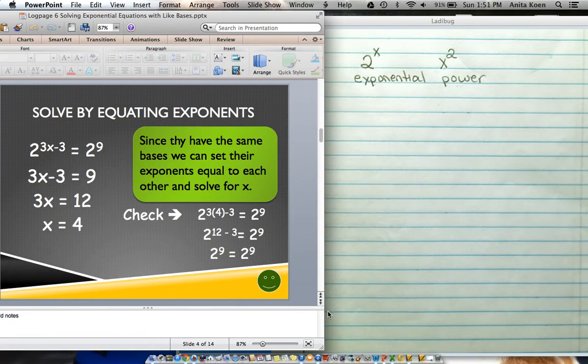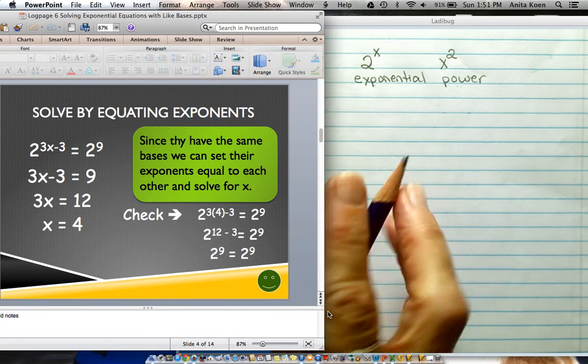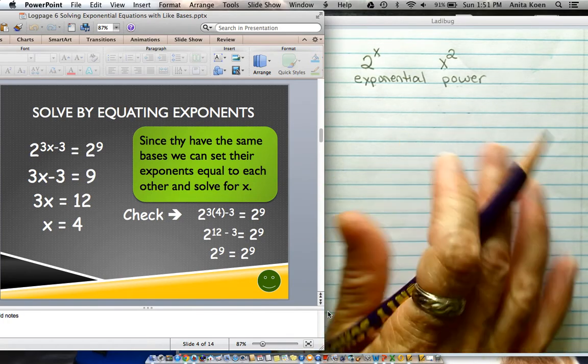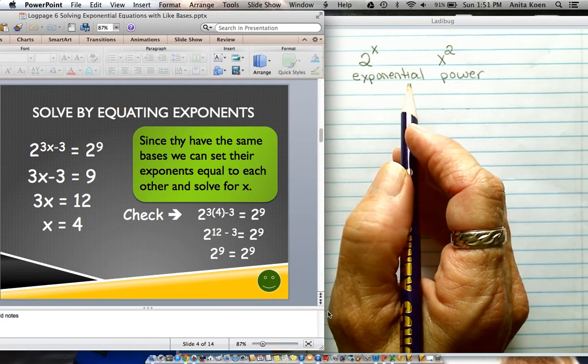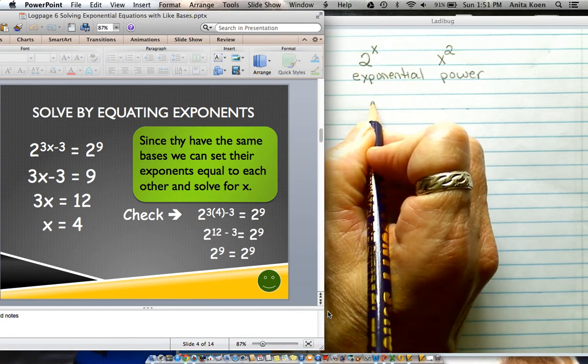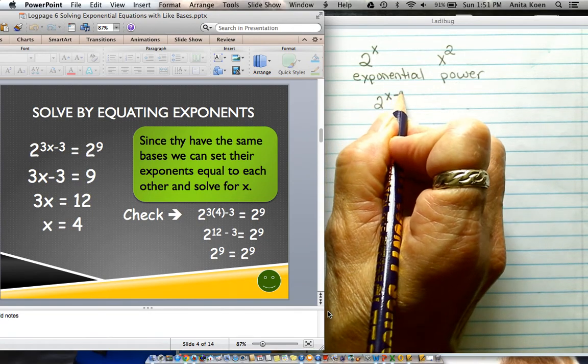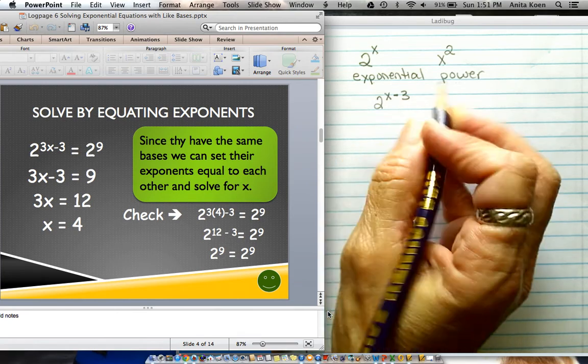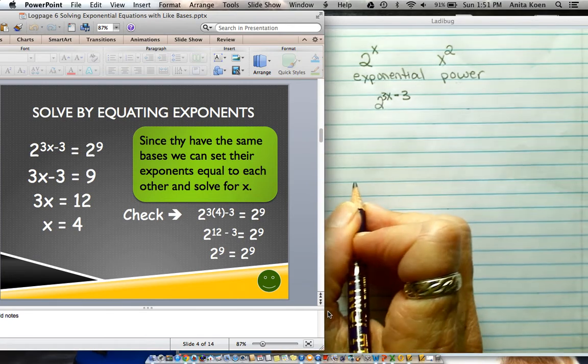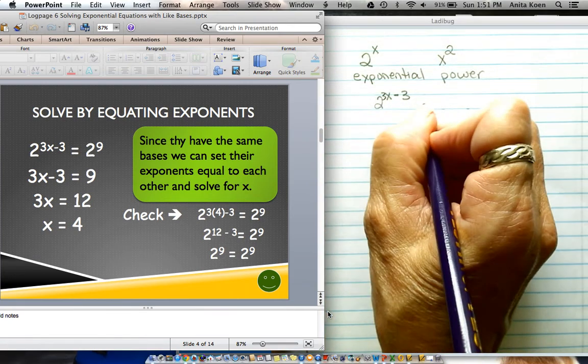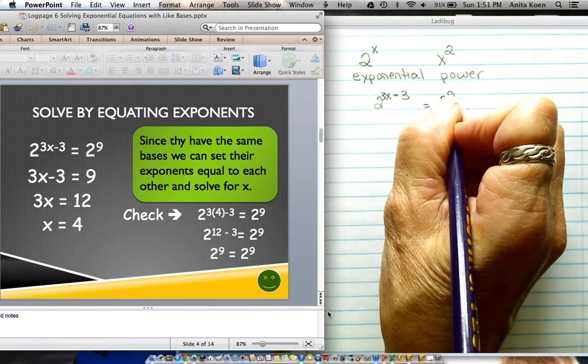So let's look at this equation now. It's already worked out for you here on the screen because I'm not running the slideshow. But I'm going to come over here and work it with you so that you can see what's going on. So to solve exponential equations, the first thing I have here is my equation. 2 to the 3x minus 3 is equal to 2 to the 9th.